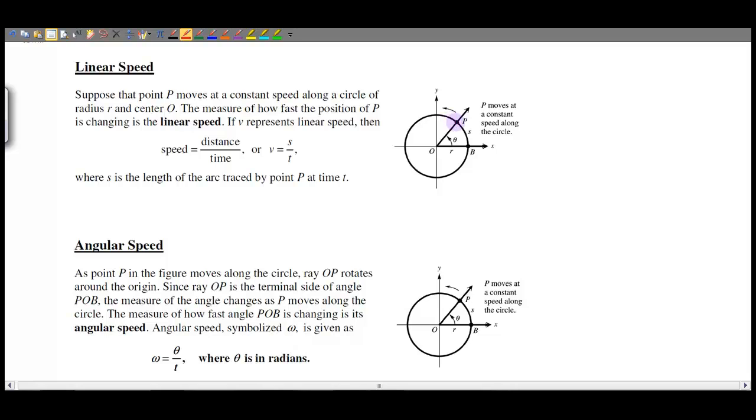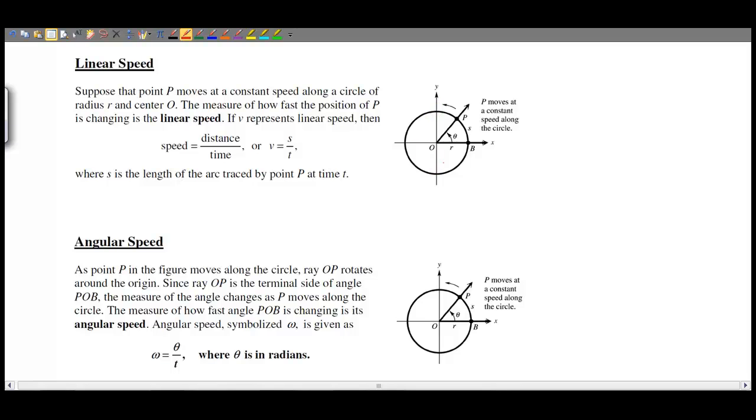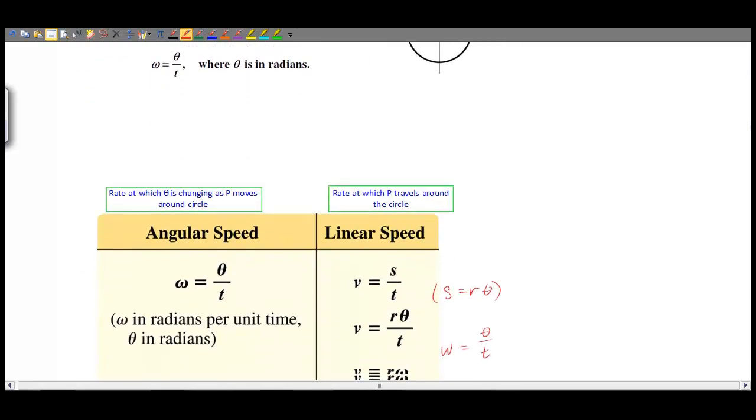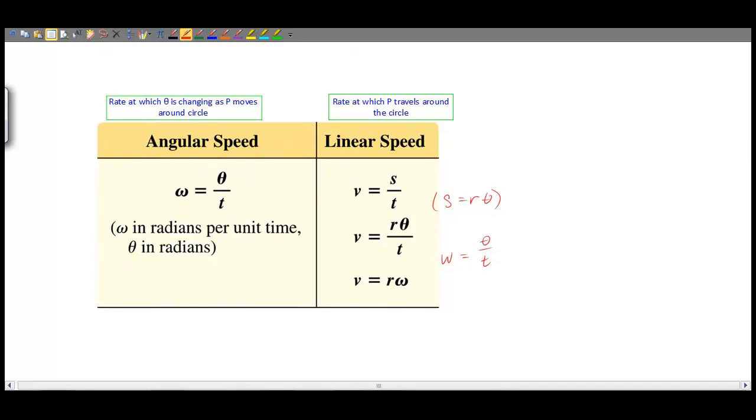So the difference here is P is traveling along the outside of the circle, and that's what the speed is. Here we're talking about the speed at which theta is changing. What is the rate at which theta is changing? So now that we have an idea of what these two terms mean, let's summarize their formal formulas. Angular speed is represented as w equals theta over time, where theta is in radians. So the units would be radians per time.